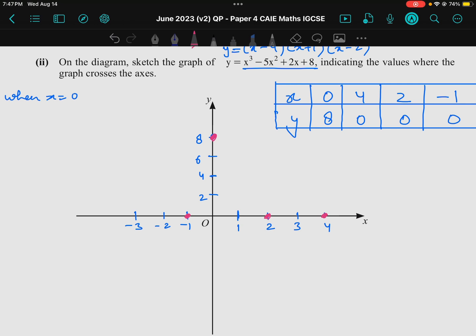Now x is 0, y is equal to 8. So how will my curve go? It will go like this, passing from here, again going up. That will be the curve.